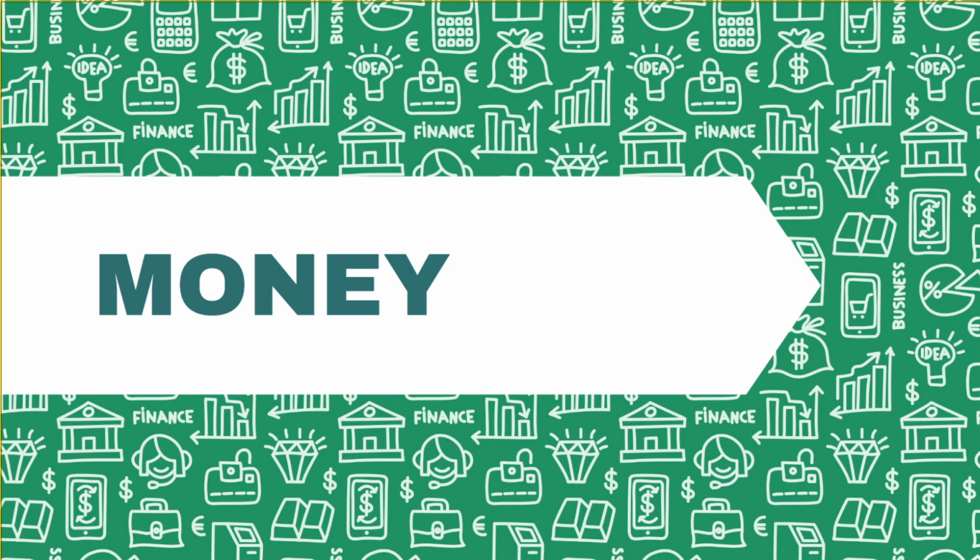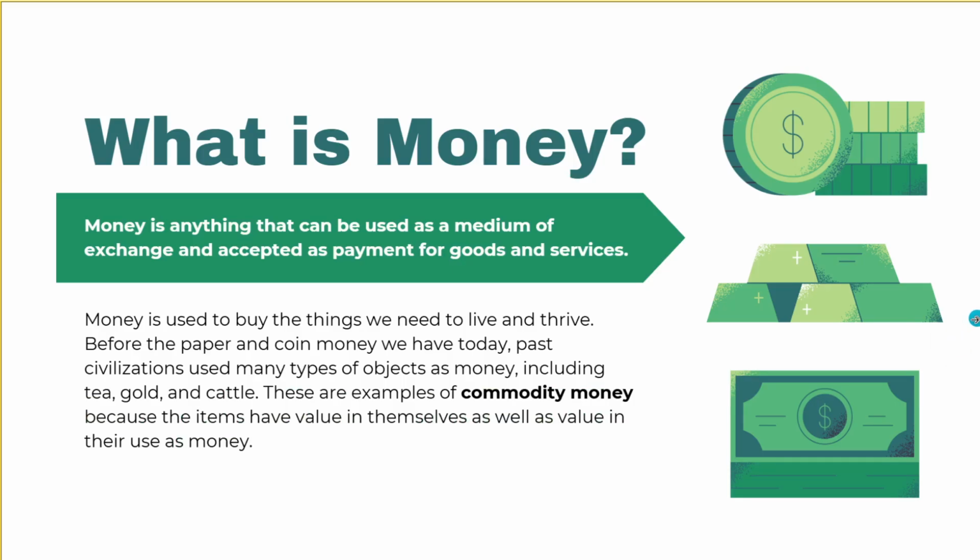So, more about money. What is money? Money is anything that can be used as a medium of exchange and accepted as payment for goods and services. It's used to buy the things that we need to live and thrive. Before the paper and coin money that we have today, past civilizations used basically any type of object as their money, including tea, gold, and cattle. These are all examples of commodity money because the items have value in themselves as well as value in their use as money.